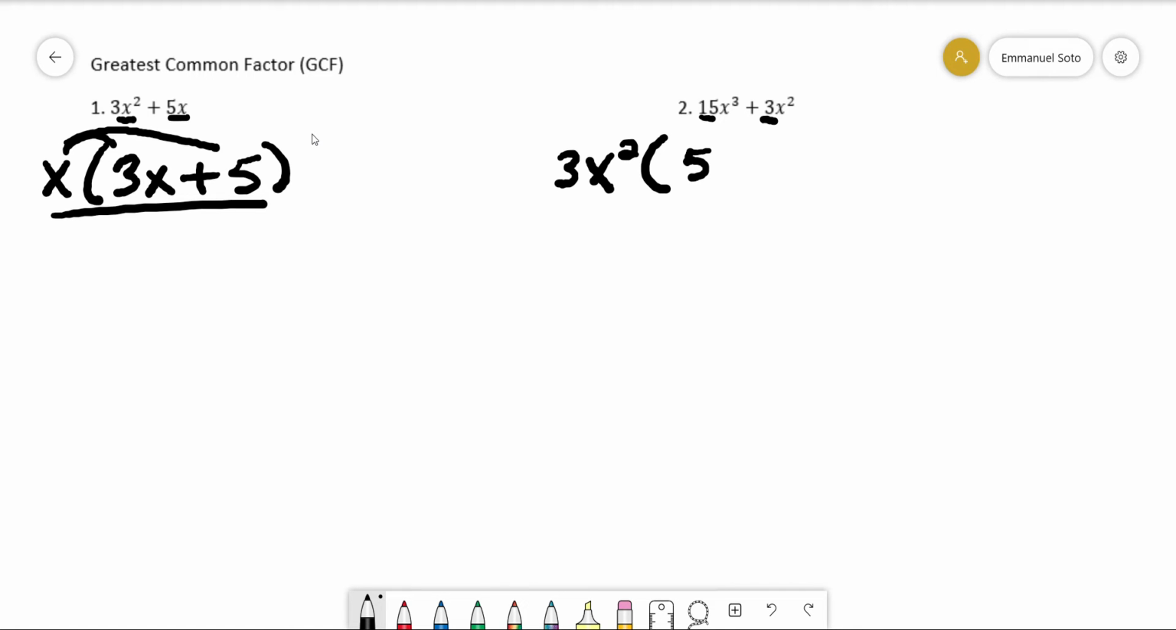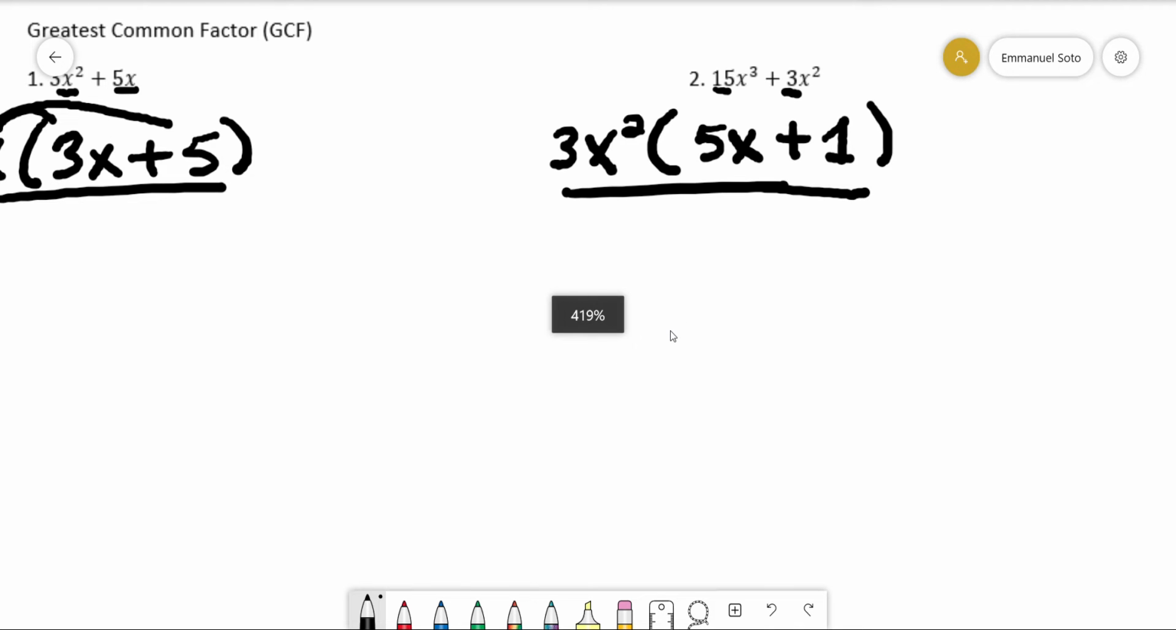that would be 5. And then we have 1 more x left over, plus, and then we have a 1 left over because 1 times 3 is 3. And then we have no x's left over, so 5x plus 1. All right, and that's your answer for that guy. All right, so that's the GCF. That's the most basic type of factoring problem that we'll encounter for the most part.